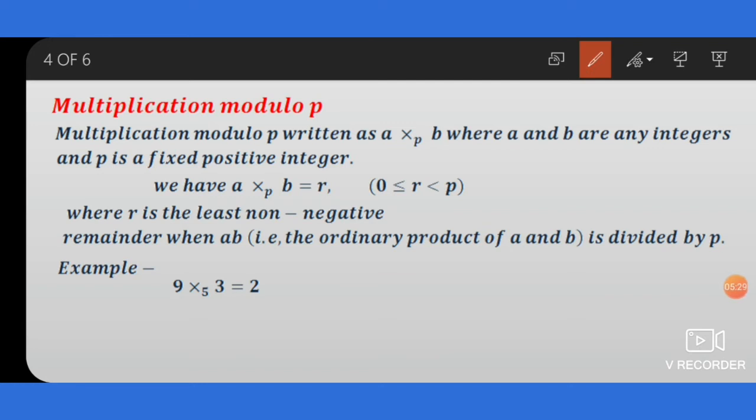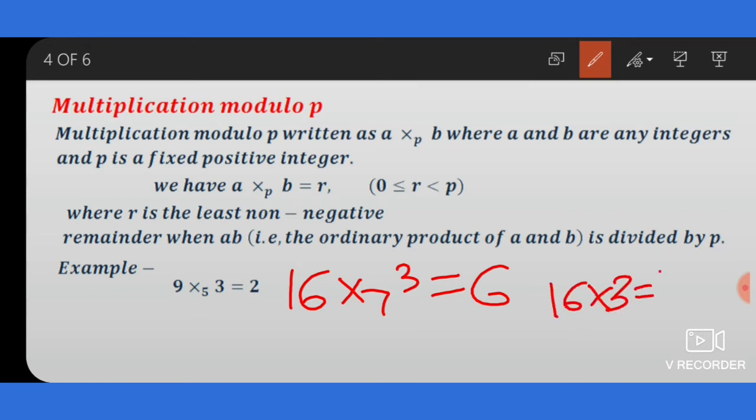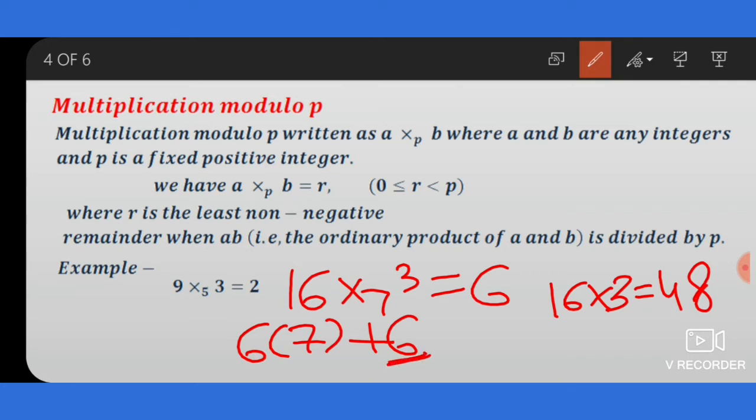Now another example of multiplication modulo: 16 multiply modulo 7, 3 equals 6, since 16 into 3 equals 48, which can be written as 6 into 7 plus 6, that is 6 is the least non-negative remainder when 16 into 3 equals 48 is divided by 7.